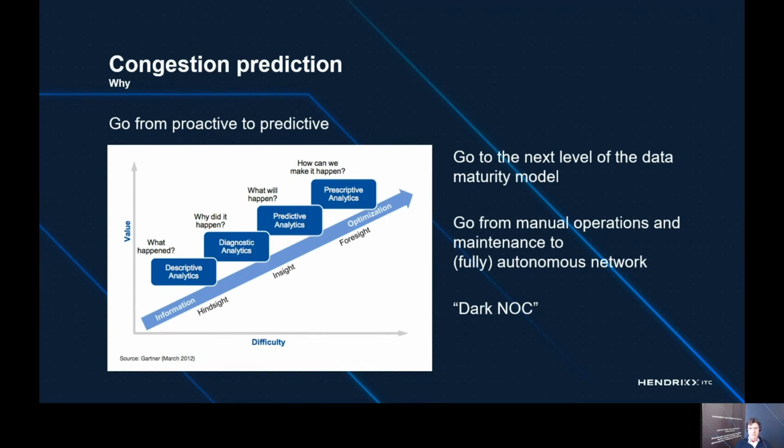And in the end, at the bottom right, you see the term dark NOC, which is some kind of a hype term these days. The holy grail is that you are able to automate all the processes in your network operations center, so that you don't need any engineers anymore, and everything is automated. I think this is a bit of a Fata Morgana, a too ideal situation, but this is the ultimate goal of this whole model.